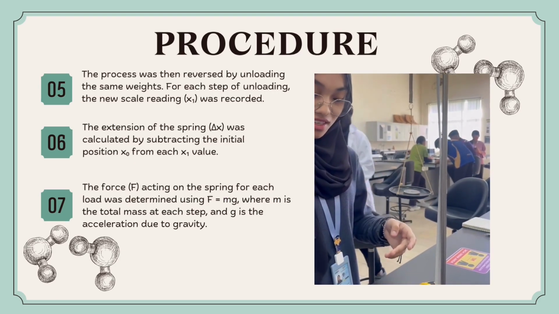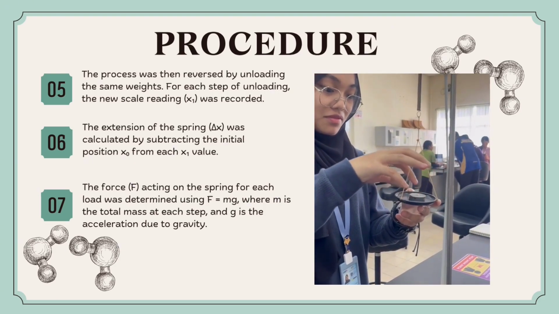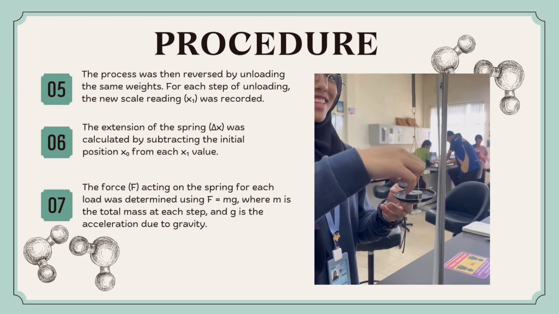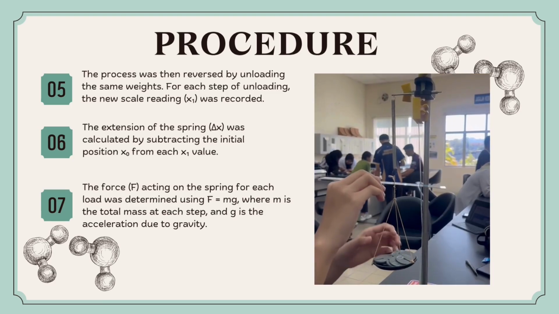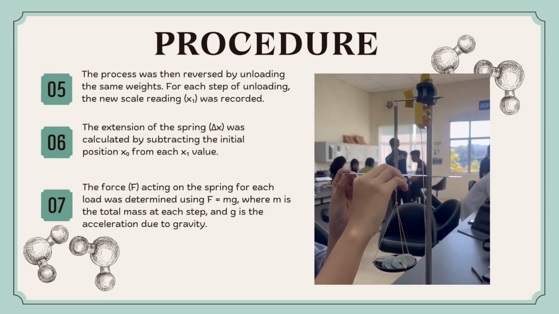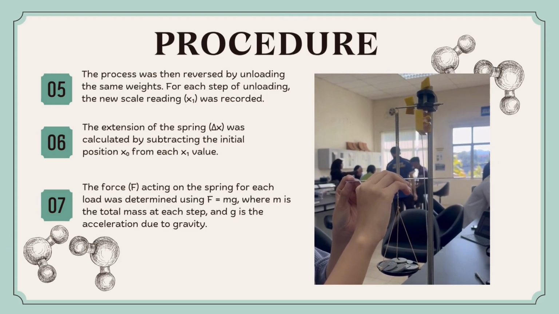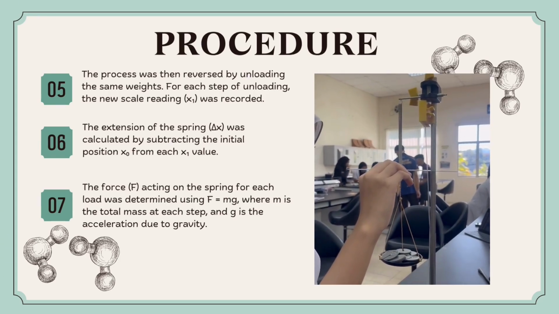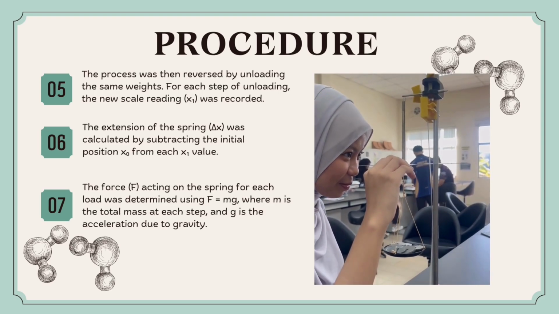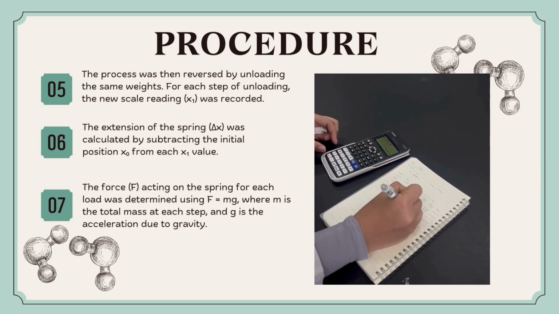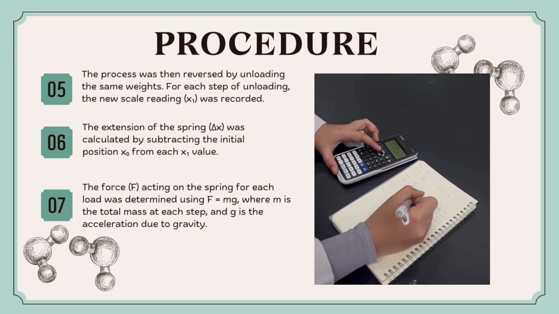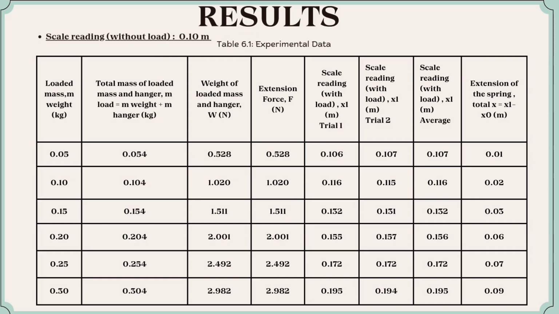5. The process was then reversed by unloading the same weights. For each step of unloading, the new scale reading x1 was recorded. 6. The extension of the spring was calculated by subtracting the initial position x0 from each x1 value. 7. The force acting on the spring for each load was determined using F equals mg, where m is the total mass at each step and g is the acceleration due to gravity. As you can see, these are our results for this experiment.